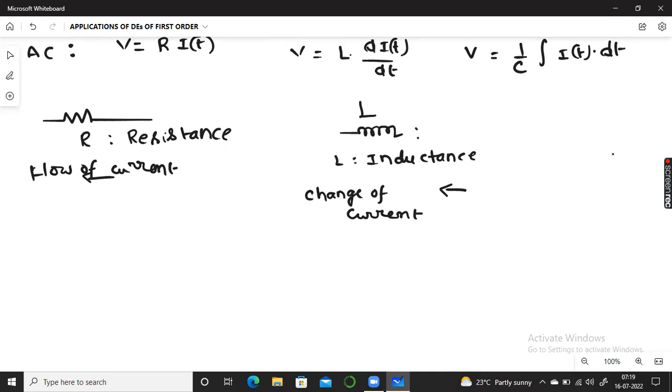It means if current is increasing, this inductor will try to make it decrease. If the current is decreasing, this inductor will try to make it increase. That is the difference between resistor and inductor. Coming to capacitor.